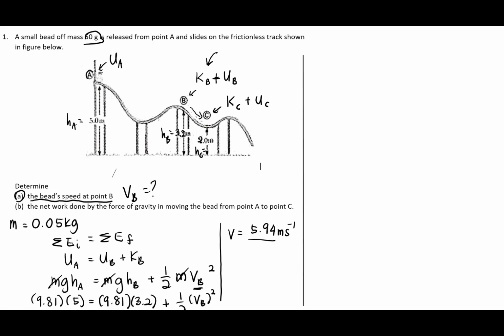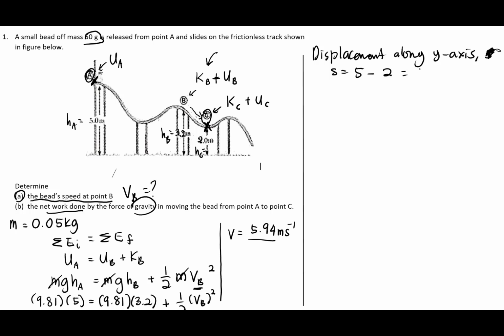And now we want to answer question B. Determine the net work done by the force of gravity in moving the bead from point A to point C. This question is asking for the net work done by gravity, so we're just looking at the y component of all the forces. Here, the displacement along the y-axis starts from point A and ends up at point C. I'm going to put it here as 5 minus 2 meters. So we got 3 meters.